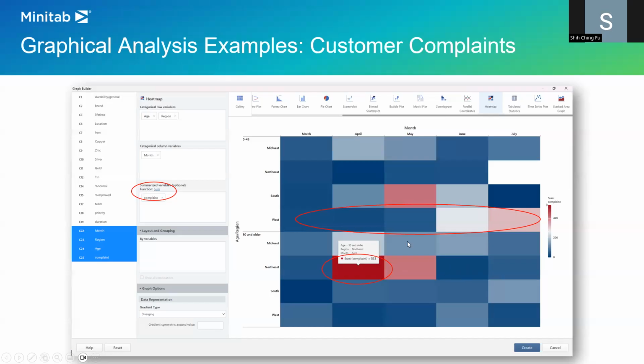Okay, understand. But the other pattern in the West, over say young people, 0 to 49, is that their complaints are increasing over time, from dark to light, dark to white and to red. So it's increasing. We can see patterns and also some hotspots. Then the manager can probably set up a program for how to deal with these regions, how to set up a quality improvement program. So this is the first step, what we call data analysis using Graph Builder.